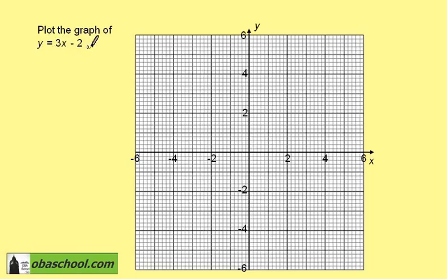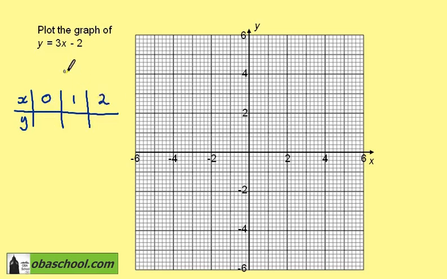We want to plot the graph of y equals 3x minus 2. Once again, this is the equation of a straight line. When plotting a straight line, we strictly speaking only need 2 points, but I always like to take 3. We create a table of values. Just choose 3 convenient x values, such as 0, 1, and 2.